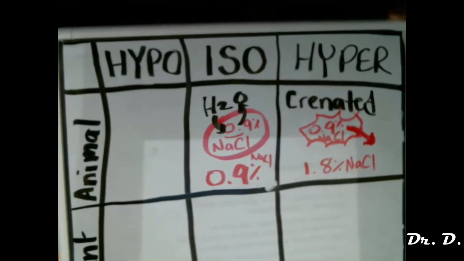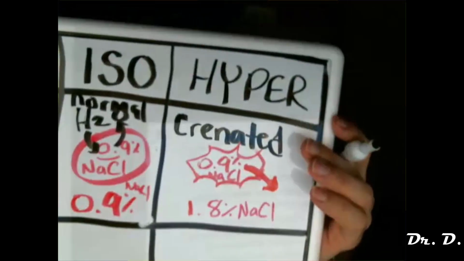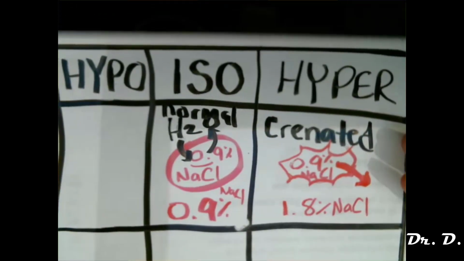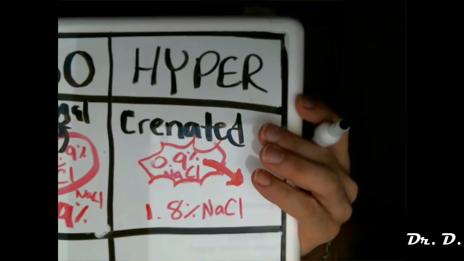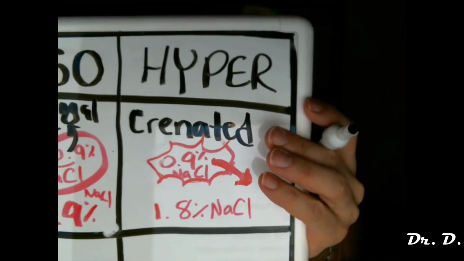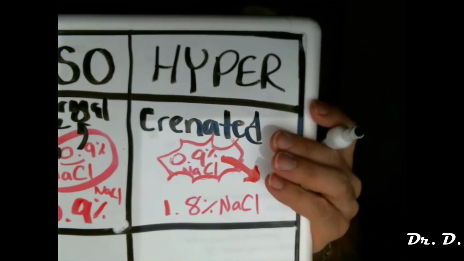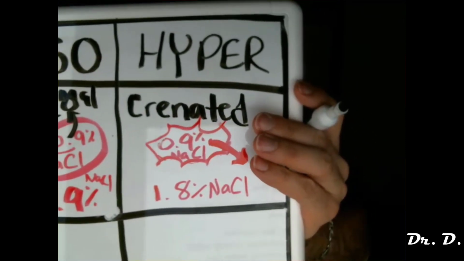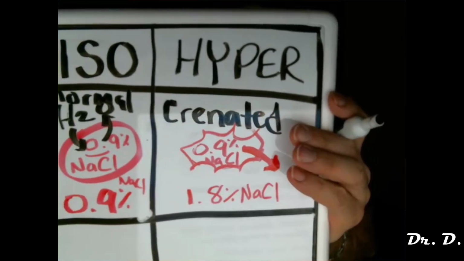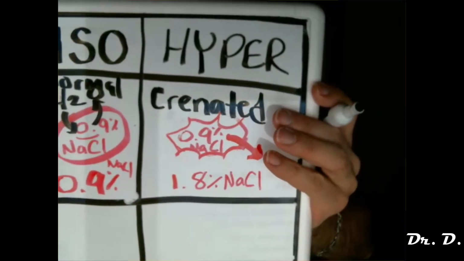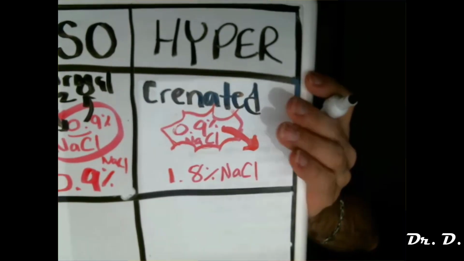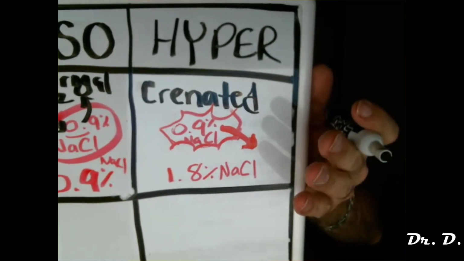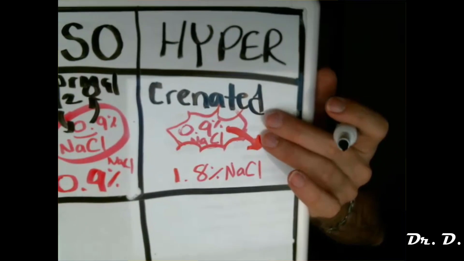Now, in an isotonic environment, this is just a normal cell. Remember, isotonic is a normal cell. The hypertonic results in a crenated or shriveled up cell. Why? Because a hypertonic environment or condition means, for example, a very salty environment, putting your cells inside of a very salty or very sugary environment. That's what hypertonic environments are.